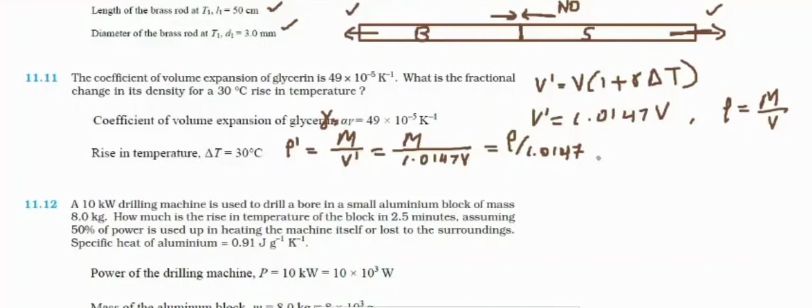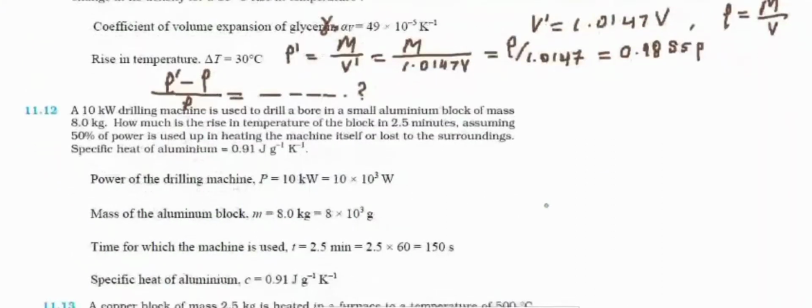So here you will get the value of rho dash in terms of rho. When you calculate, you will get around 0.9855 rho. So you will get rho dash in terms of rho now. And from this equation, you can calculate the fractional change, that is rho dash minus rho divided by rho. Substitute the values and find the value of fractional change.